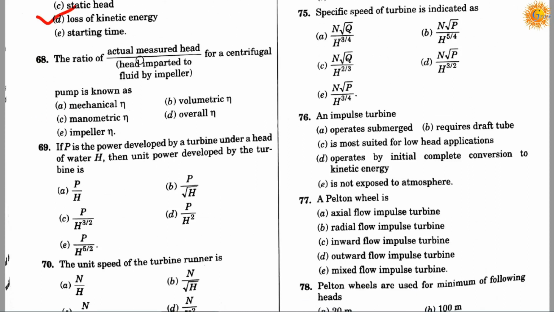The ratio of actual measured head divided by head imparted to fluid by impeller for a centrifugal pump is known as: option A, mechanical efficiency; option B, volumetric efficiency; option C, manometric efficiency; option D, overall efficiency; option E, impeller efficiency. Correct answer A, it will be mechanical efficiency. It means the ratio of actual measured head divided by head imparted to the fluid by impeller, so it's called mechanical efficiency.